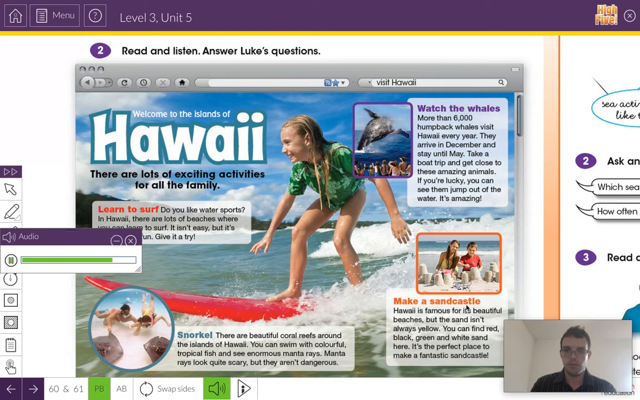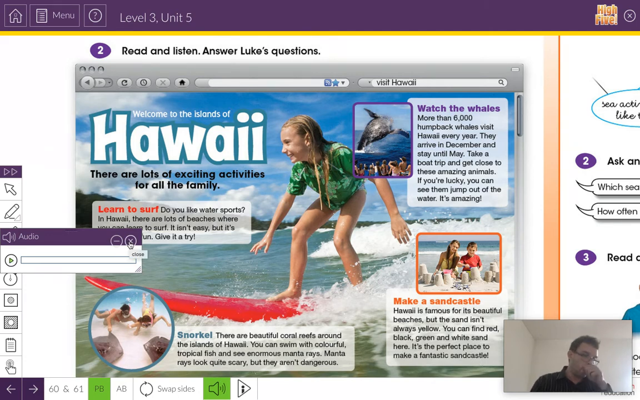Make a sandcastle. Hawaii is famous for its beautiful beaches, but the sand isn't always yellow. You can find red, black, green and white sand here. It's the perfect place to make a fantastic sandcastle.